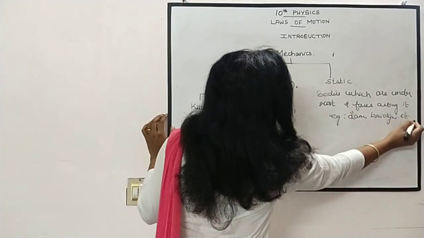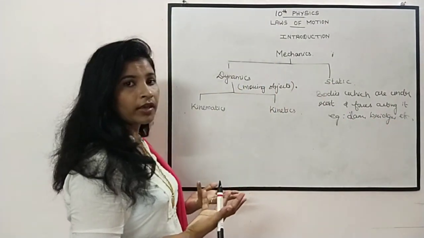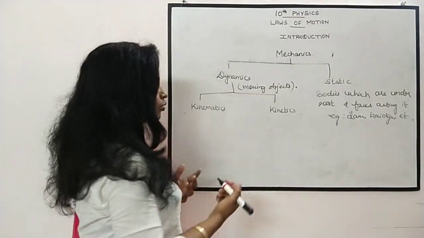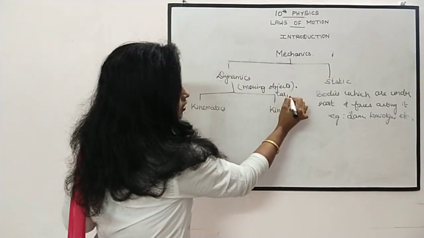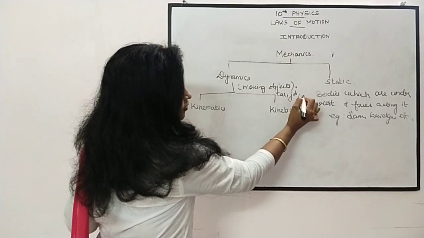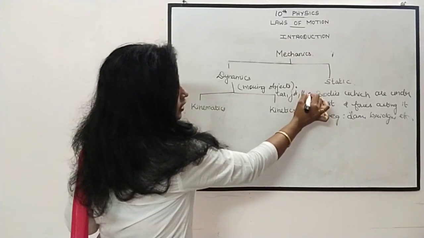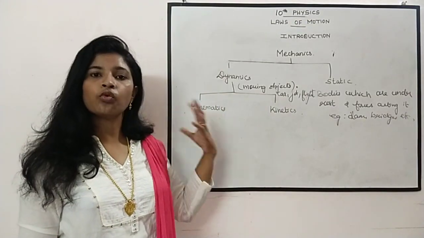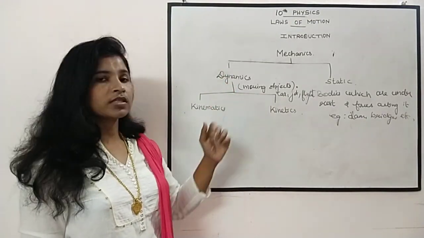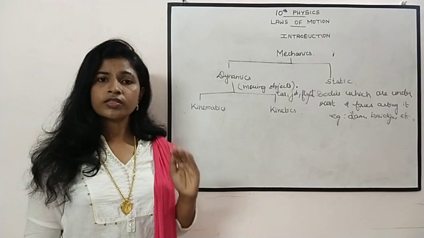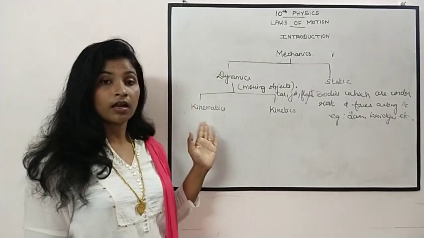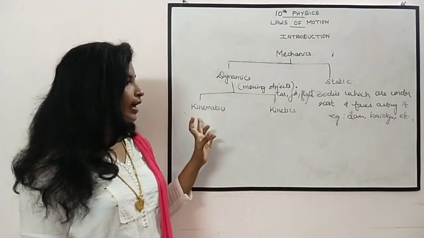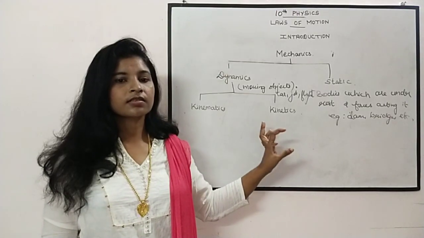Okay, here the examples are about moving objects. What are the moving objects? You know, that is car, jet, flight. Everything is moving. We are studying about the forces acting on these moving bodies using the branch dynamics. And also I told that in dynamics there are two branches. One is kinematics and the other one is kinetics.